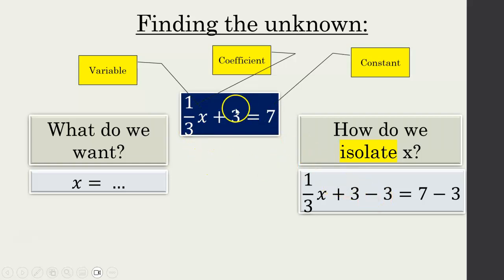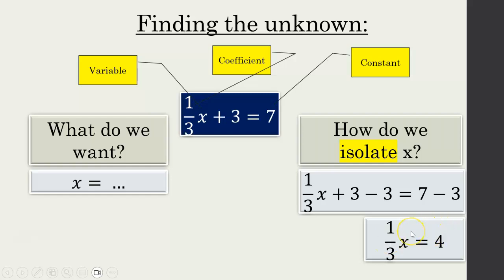Okay, starting off, I want to get rid of this plus 3. So I'm going to subtract 3. Because plus 3 minus 3, they cancel. 7 minus 3 then, because whatever I do on the left-hand side, I have to do to the right-hand side. Then I get a third of x is equal to 4. Now, this is the tricky part. I don't want a third of x.